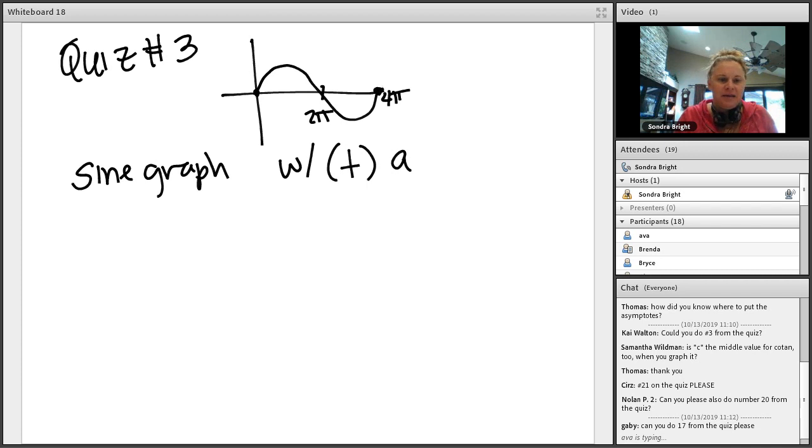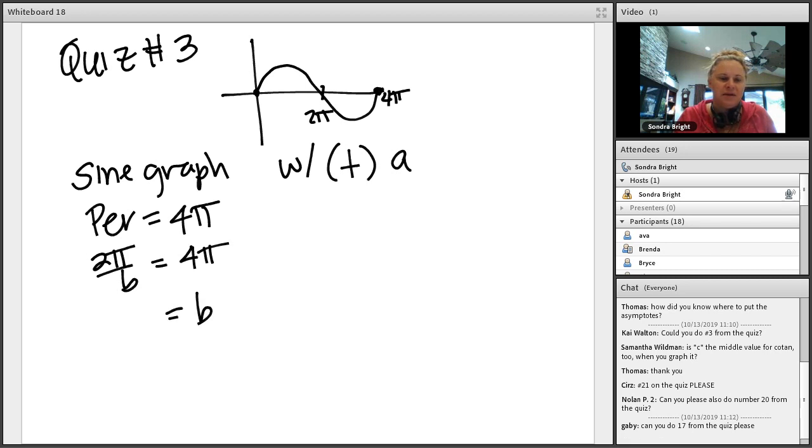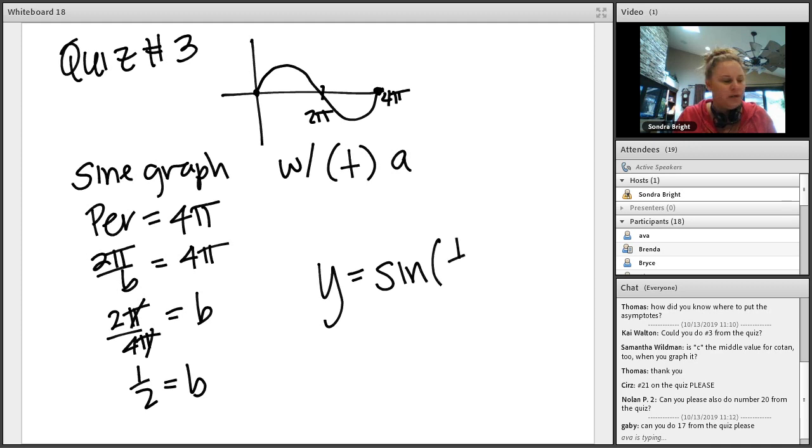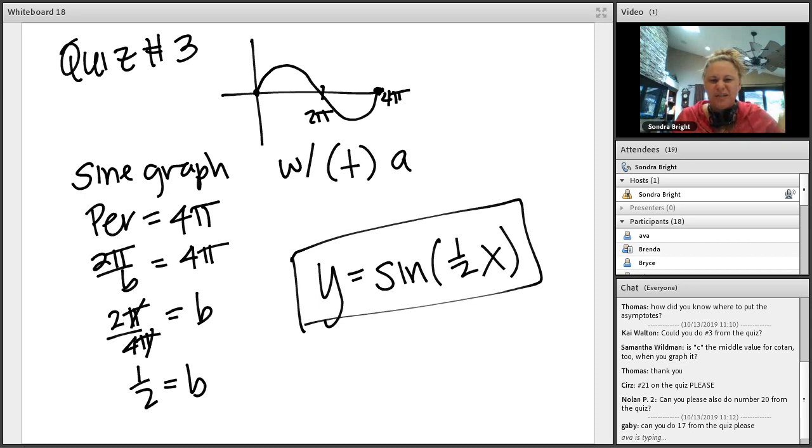The period is 4 pi. And so you go 2 pi over b is equal to 4 pi. And solving for b, you would multiply by b, divide by 4 pi. Your pi's will cancel, and 2 goes into 4 twice. So your b is 1/2, and so it's just y equals sine of 1/2 x. It wasn't a shift up or down or anything.